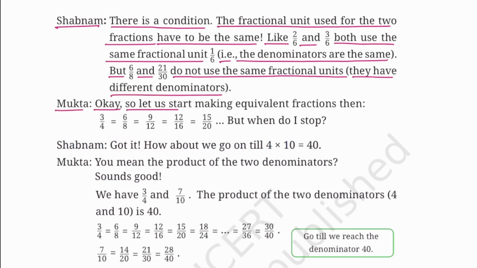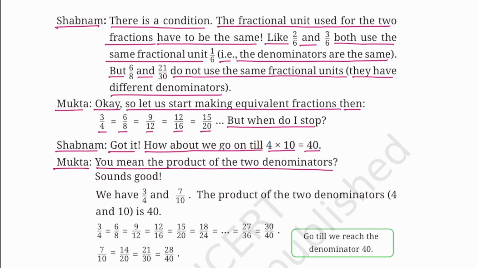Mukta: Okay. So let us start making equivalent fractions then. 3 upon 4 is equal to 6 upon 8 is equal to 9 upon 12 is equal to 12 upon 16 is equal to 15 upon 20, and so on. But when do I stop? Subnum: Got it. How about we go on till 4 into 10, that is 40. Mukta: You mean the product of the two denominators? Sounds good.